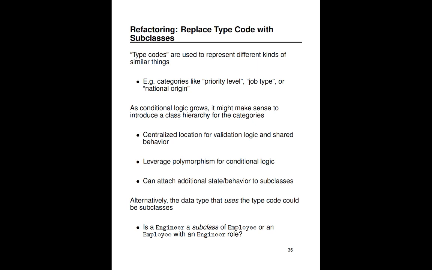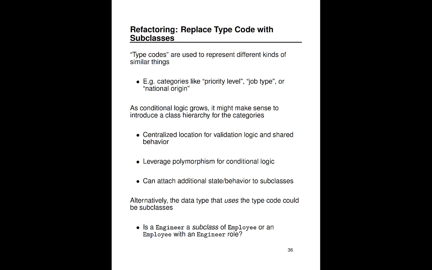And as more categories are added, or as you end up implementing more logic that depends on one of these type codes, it might make sense to replace primitive type codes with a class hierarchy that more richly represents all these different types and categories. What this gives you is one place to put things like validation logic and any shared behavior, right? You can put shared behavior into a common shared superclass.